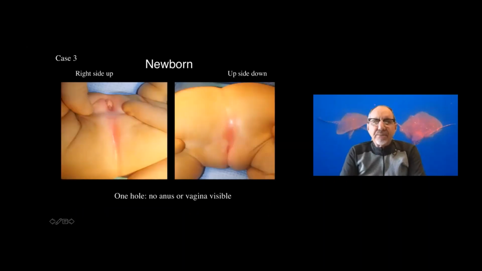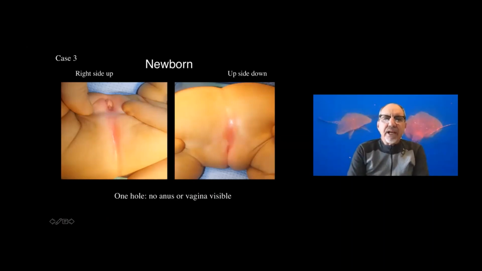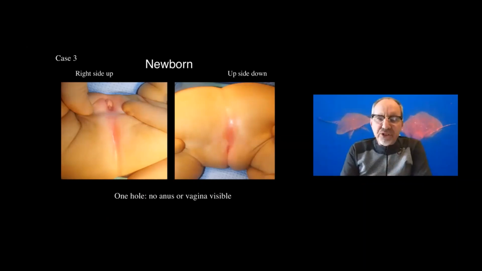All right, case number 3. On the left is right side up, and on the right is upside down. I'm giving you a hint. There's one hole here, no visible anus, and no visible vagina. What's the diagnosis? And is this a pediatric urologic emergency? Also, do you need to check a karyotype? That would be kind of a third question.